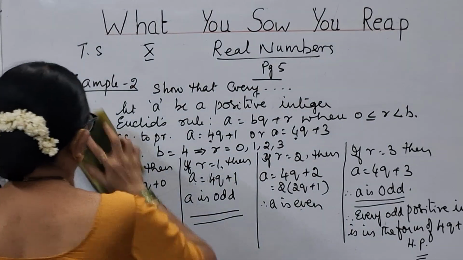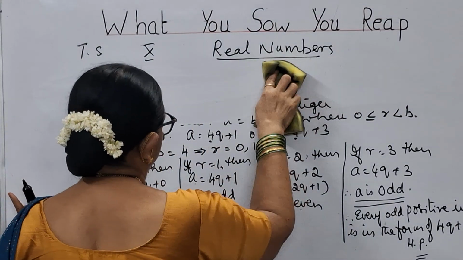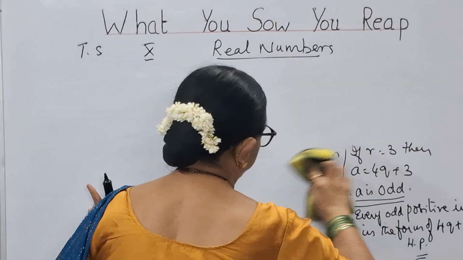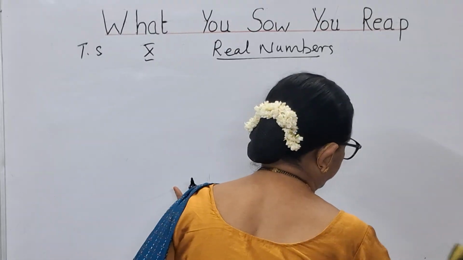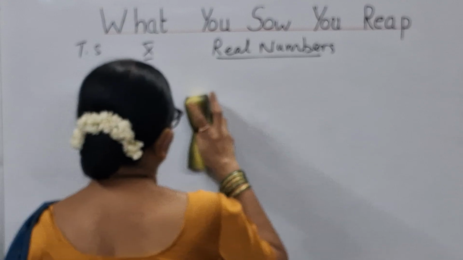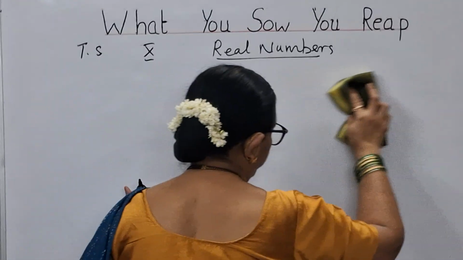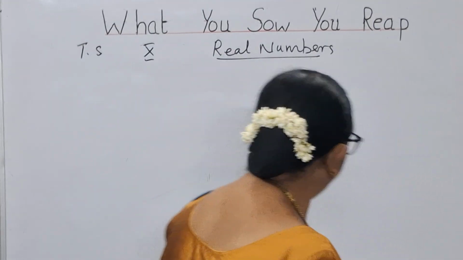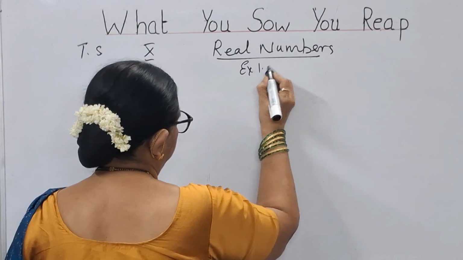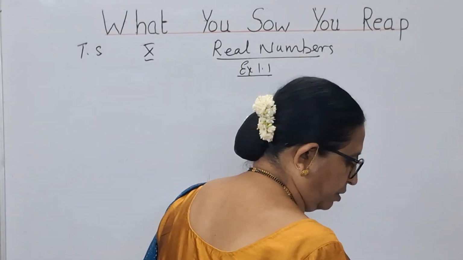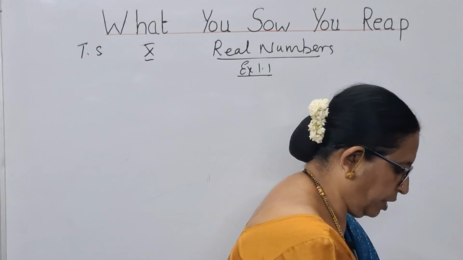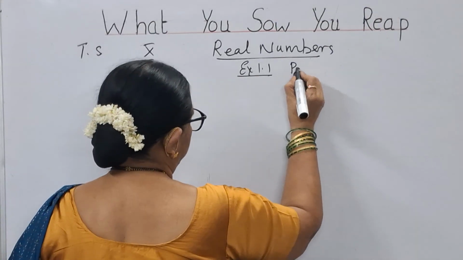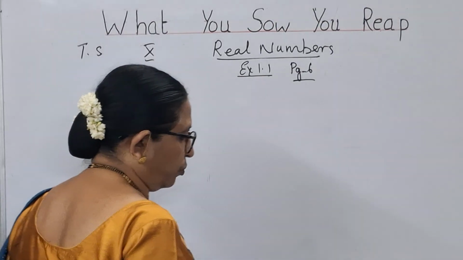Now, with this, I have completed the 2 examples that are given in your textbook. Basing on these examples only, you are going to get certain problems in the exercise. We will be doing that also one by one. Now, we are going to go for exercise 1.1. This exercise 1.1 is in your textbook, page 6, children. In page 6, you have got exercise 1.1.